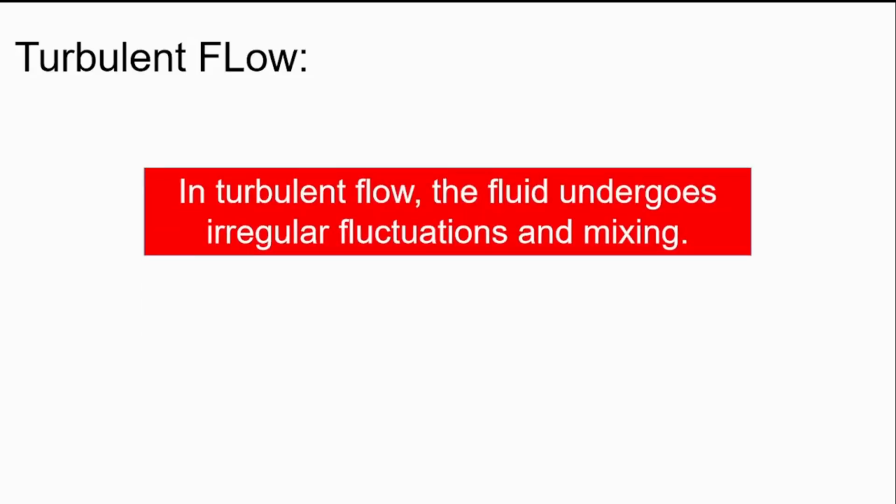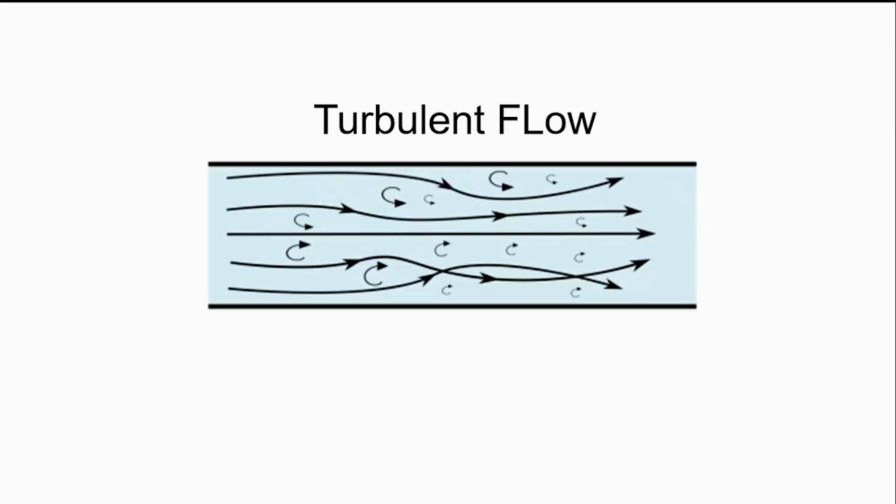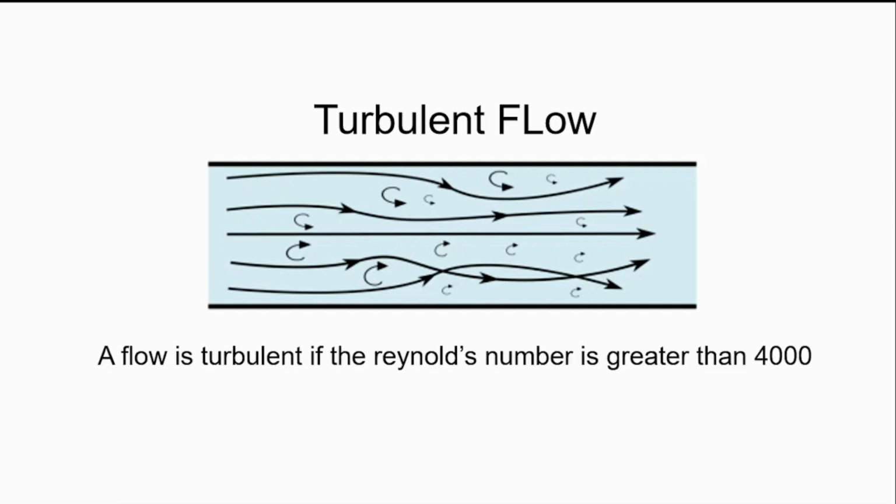Let's look at turbulent flow. In turbulent flow, the fluid undergoes irregular fluctuations and mixing. Here is an example of a turbulent flow. As you can see, it is random, zigzag, and it's not orderly. For a flow to be turbulent, it means that its Reynolds number is greater than 4000.